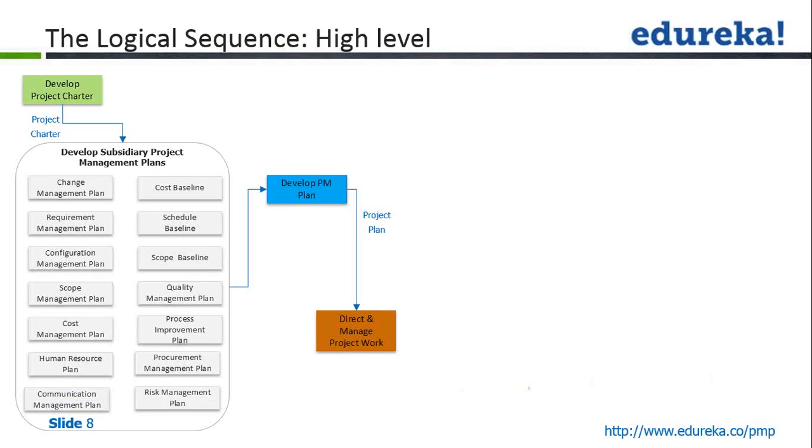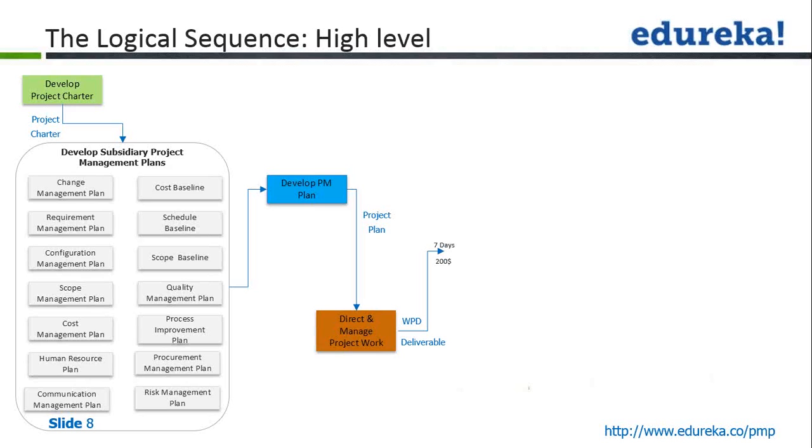And as the team starts doing the work, we will have work results. Work results are technically called deliverables, and along with the deliverables you will also have work performance data. The work performance data is raw data associated with the deliverable. For example, we completed one deliverable, and the associated data for that deliverable will be that it took 7 days to complete, and we spent $200 in completing that deliverable. So this data is called work performance data.